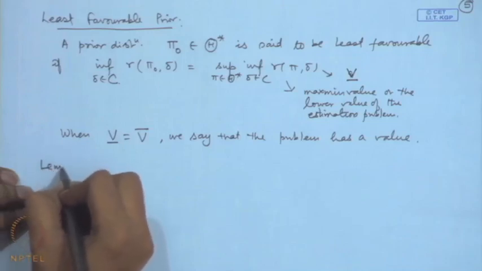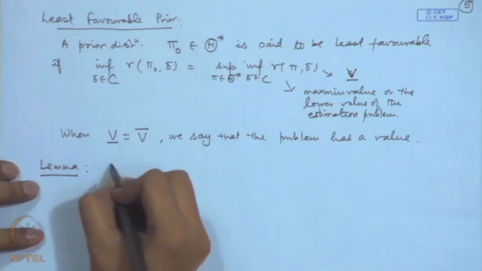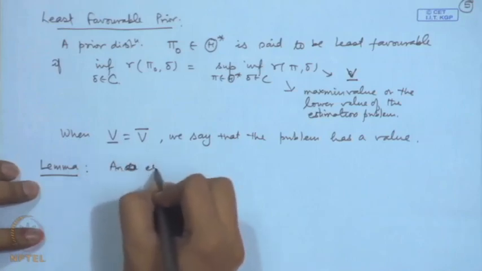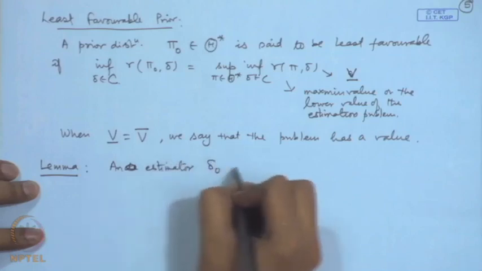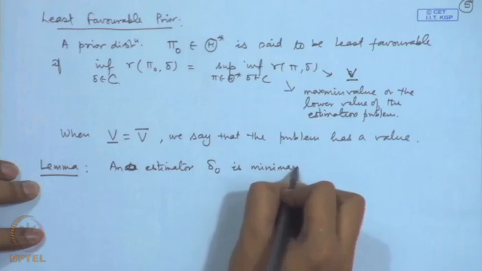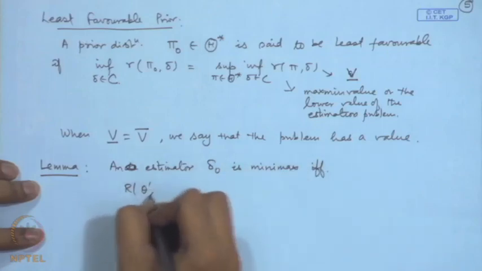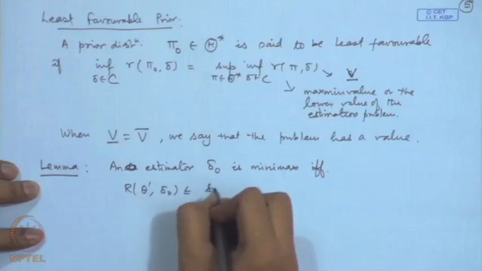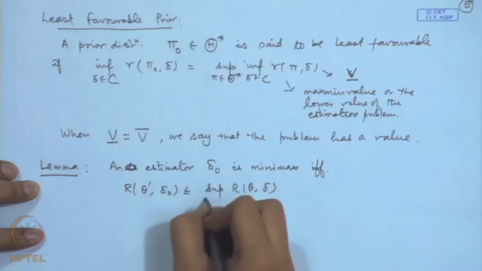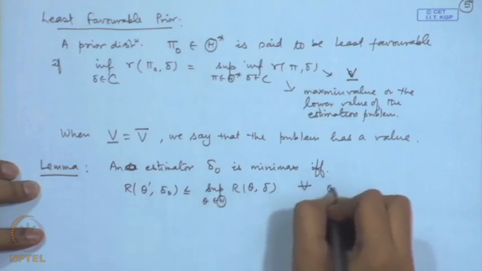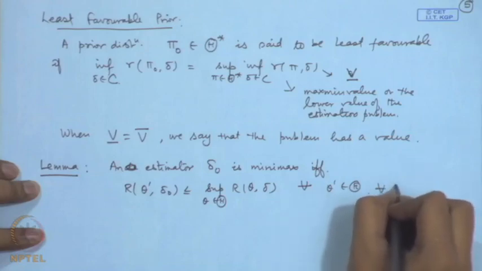There are certain equivalences to these definitions. I will point out one or two before giving the methods for determining the Bayes and minimax estimators. Let me call it a lemma here. A decision rule or an estimator delta naught is minimax if and only if r(theta prime, delta naught) is less than or equal to the supremum of r(theta, delta) for all theta prime and for all delta.